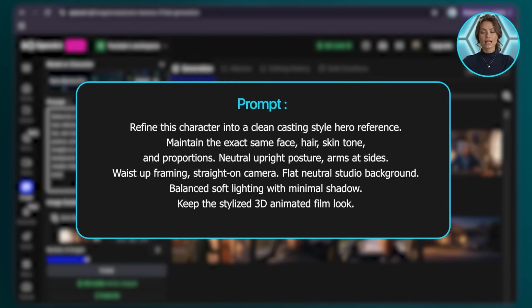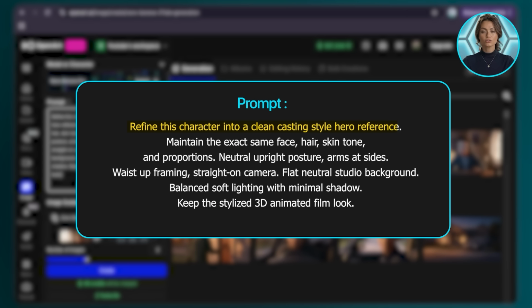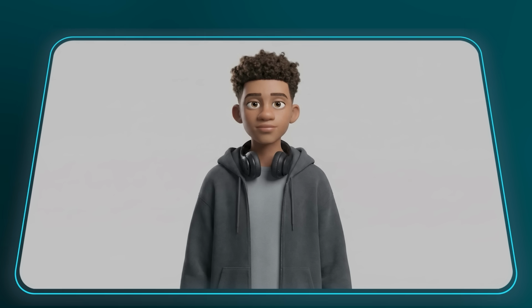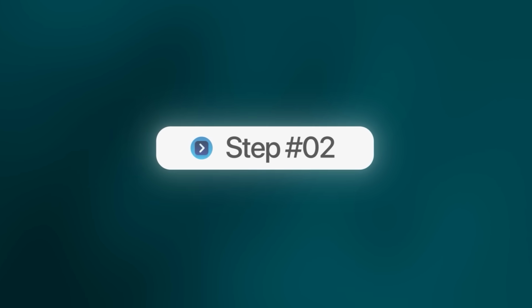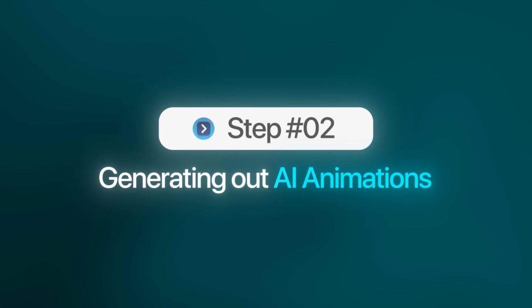Now it's time to lock the character in. I refine him into a clean hero reference, keeping the same face and proportions with a neutral pose, simple background, and soft lighting. Take your time here. This image is the foundation for consistency across the entire animation, so make sure you're happy with it before moving on. With our hero reference ready, we can finally start generating our AI animations.